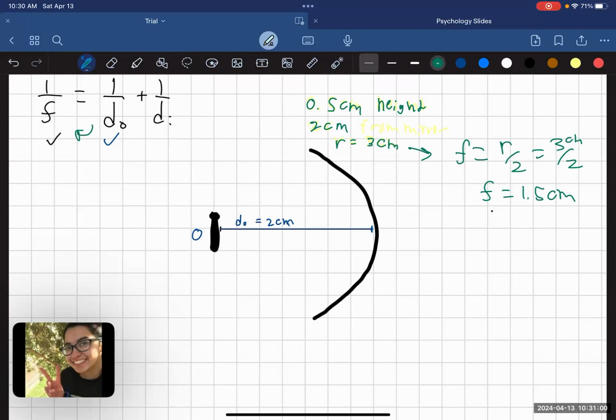Probably moving this one over. So 1 over f minus 1 over D object is equal to 1 over DI. Which is going to become DI is equal to 1 over. We'll just plug it in first, and then we'll do the inversion factor. The focal point was 1.5 centimeters. And then this was 2 centimeters.